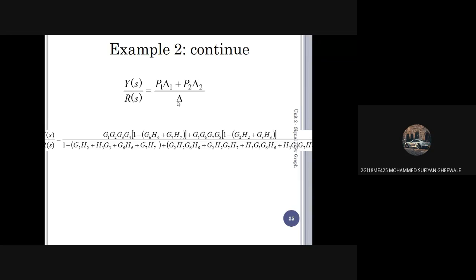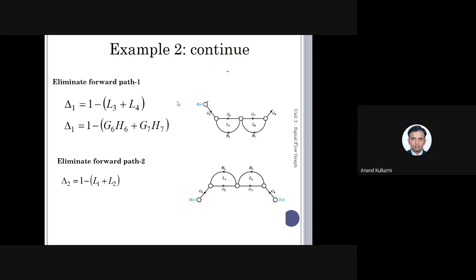Can you show the values of delta 1 and delta 2 one more time? Okay, it's here. What is delta 1? Delta 1 is nothing but, consider that forward path, as in this case forward path number 1, that is G1, G2, G3 and G4. If this is the forward path, L3 and L4 are not touching it. So 1 minus L3 plus L4 is taken into consideration. Similarly, when I consider forward path number 2, L1 and L2 are not touching.